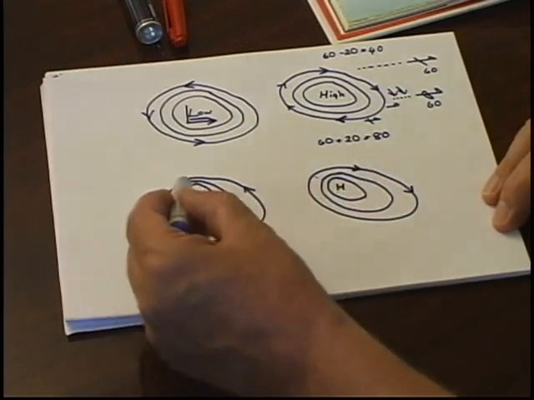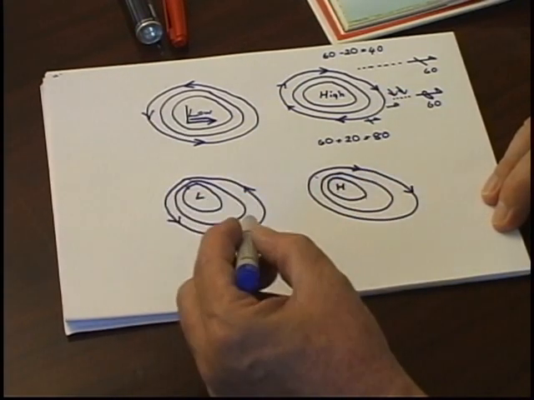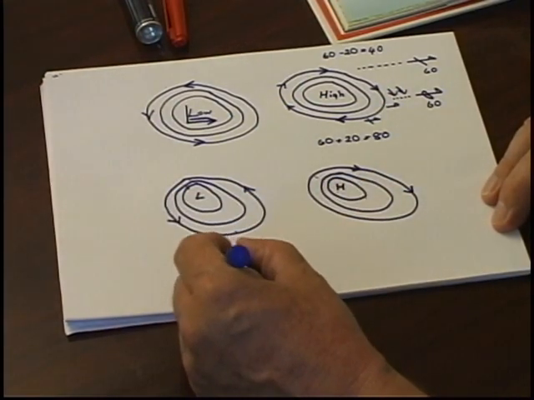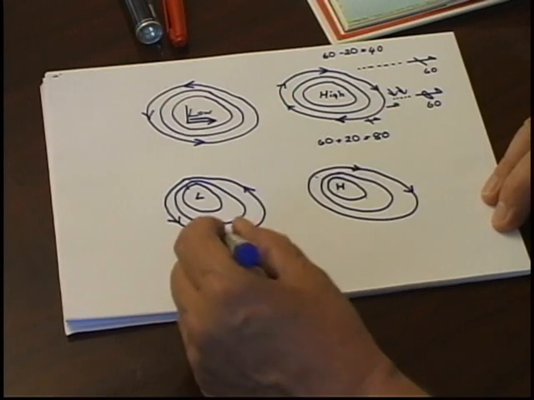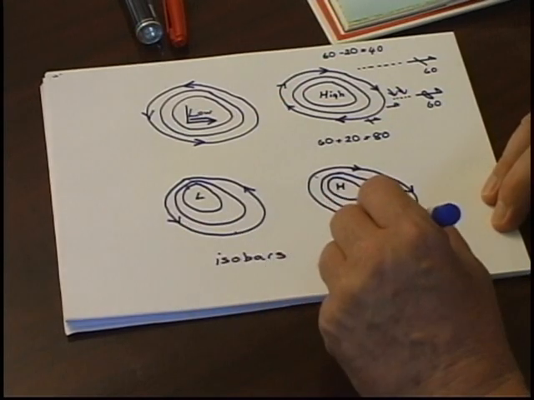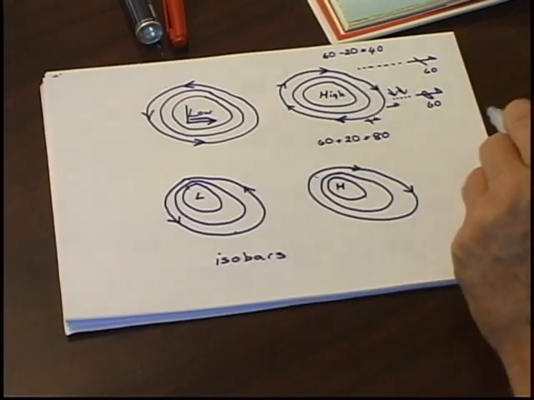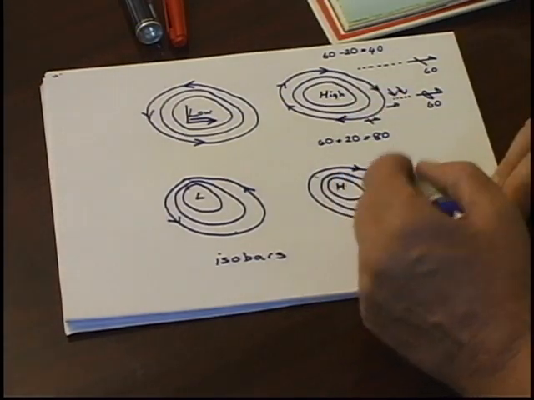If these lines are close together, by the way, these lines are called isobars. If these isobars are close together, then you know the winds are strong. If they're far apart, the winds are not so strong.